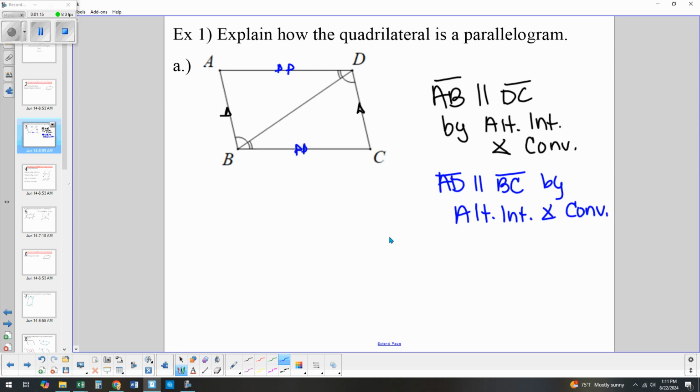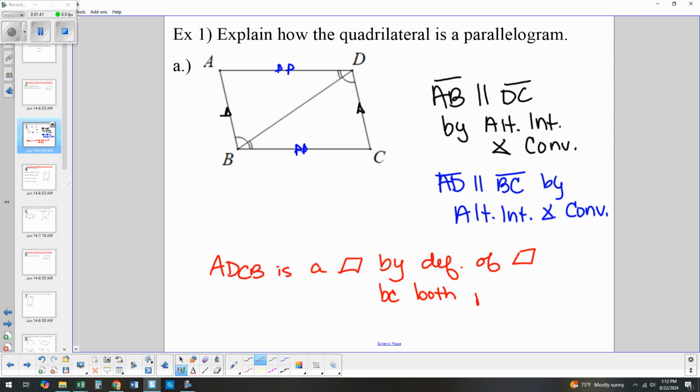So now I can say that ADCB is a parallelogram by the definition of parallelogram, because we've shown that we had two pairs of parallel sides. We could also have just described it as a parallelogram because both pairs of opposite sides are parallel. Both answers are perfectly acceptable.